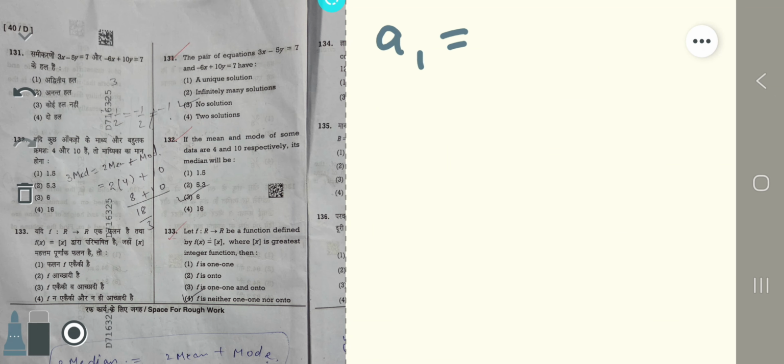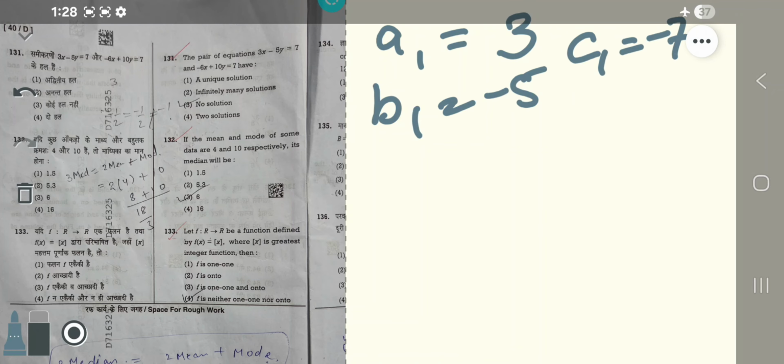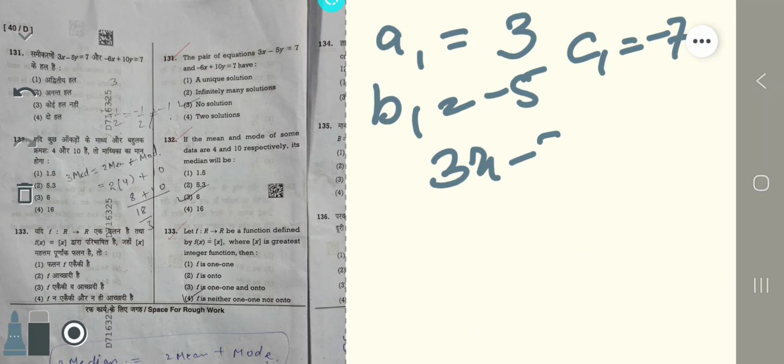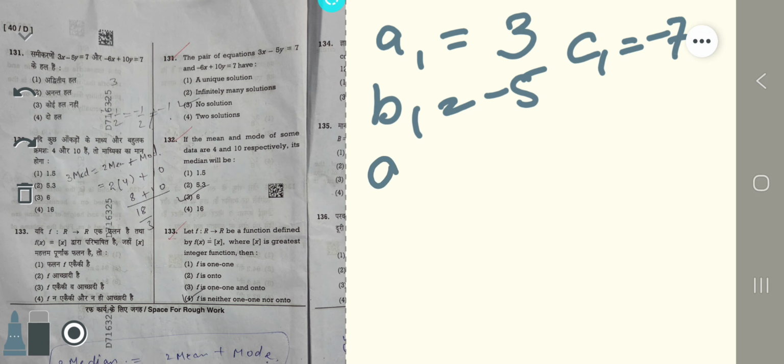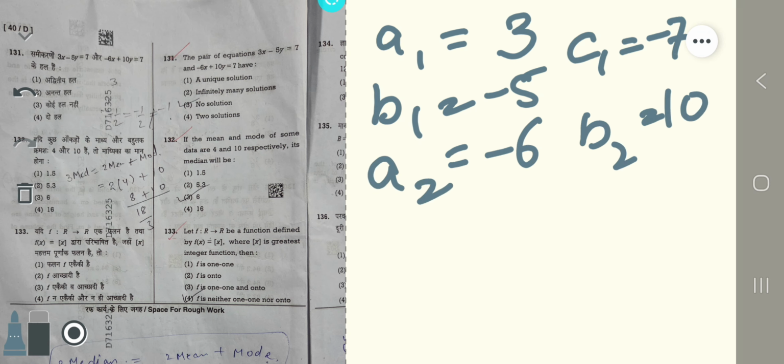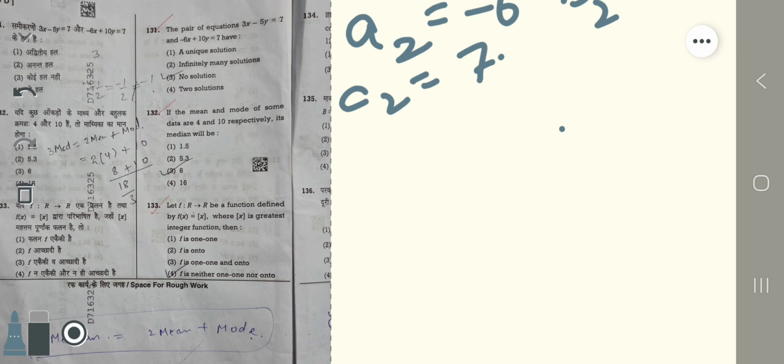Here, in the first equation 3x minus 5y equals 7, a1 is 3, b1 is minus 5 and c1 is minus 7, because we write the equation as 3x minus 5y minus 7 equals 0. We always bring all the terms to one side and make it equal to 0. And a2 is minus 6, b2 is 10 and c2 is 7.